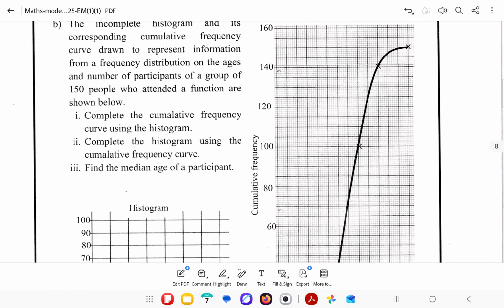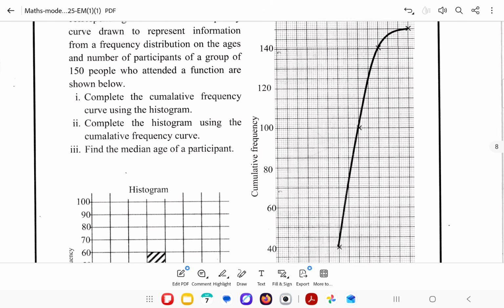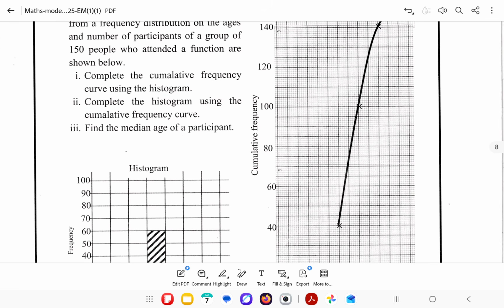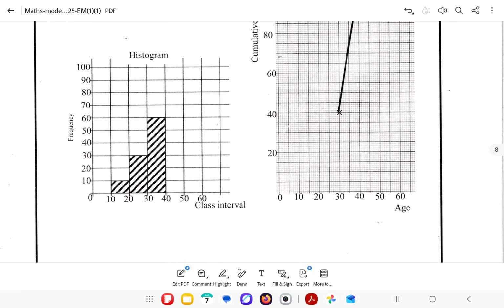Then part B. The incomplete histogram and its corresponding cumulative frequency curve are drawn to represent information from a frequency distribution on the ages and number of participants of a group of 150 people who attended the function. Complete the cumulative frequency curve using the histogram.